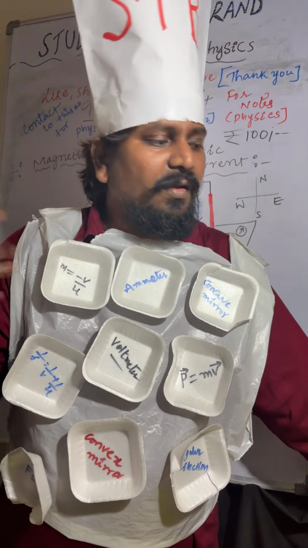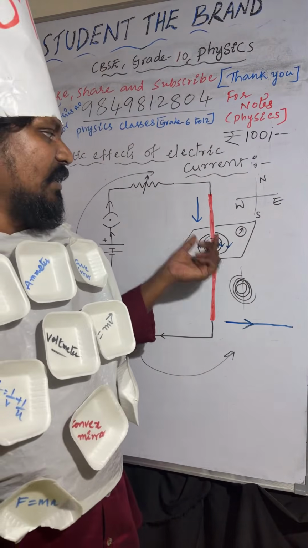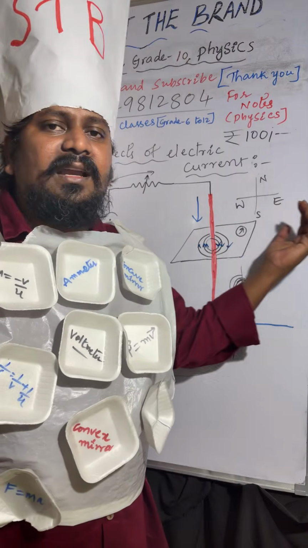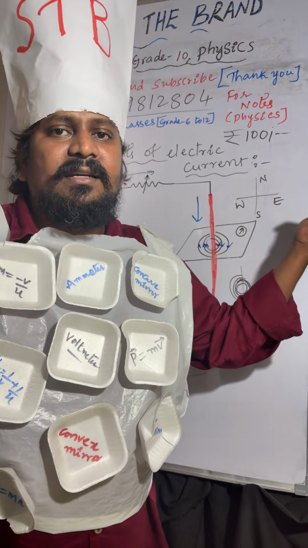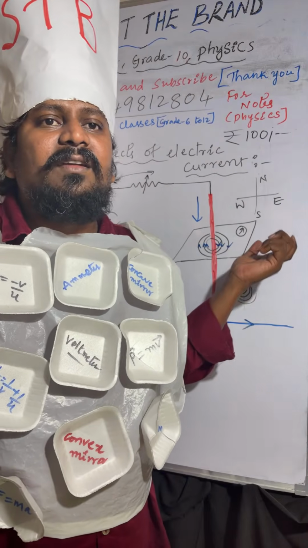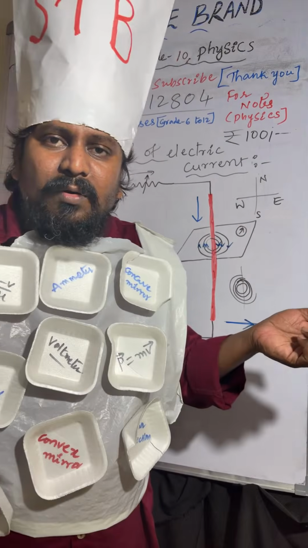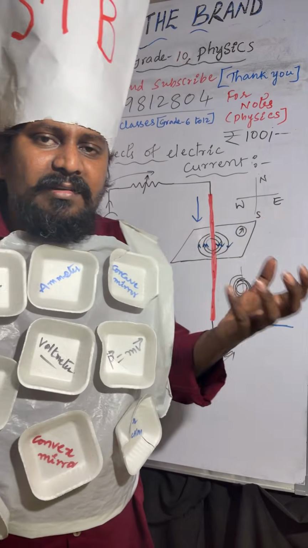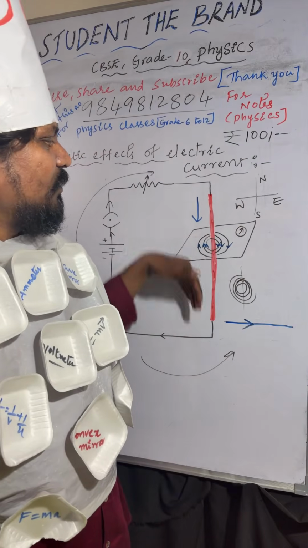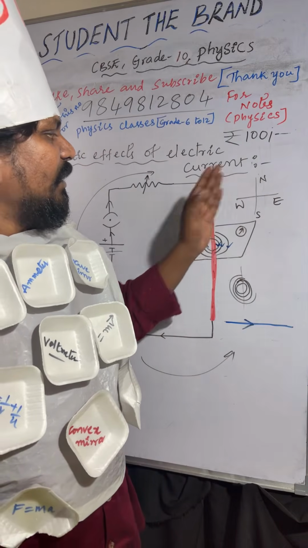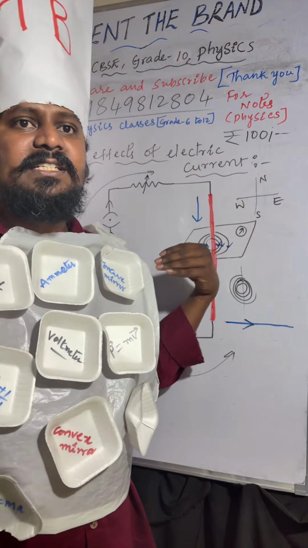Now, as I just explained, near the conductor the magnetic field will be there, and away from the conductor the magnetic field will be less. As you move away from the conductor the magnetic field will decrease, and near the conductor it will be more. Around the conductor the magnetic field will be in the form of concentric circles. If the current is passing from north to south, the deflection will be towards east. If the current is passing from south to north, the deflection will be towards west.